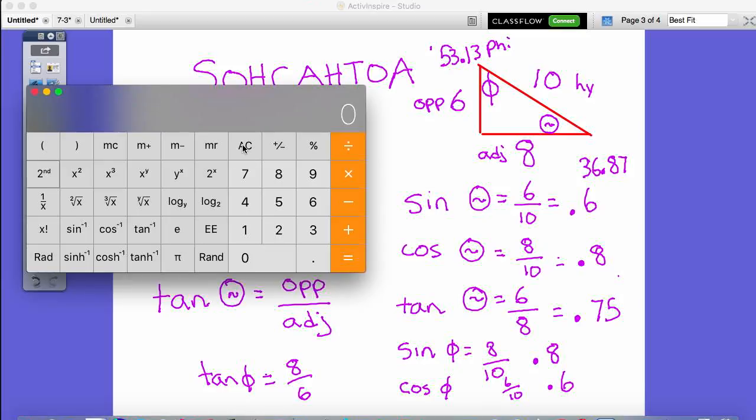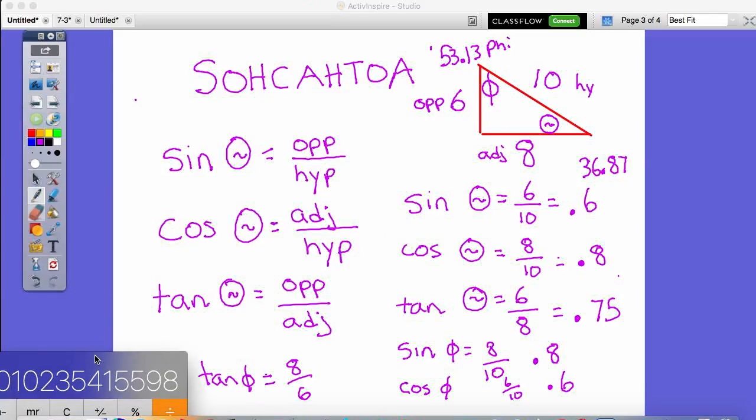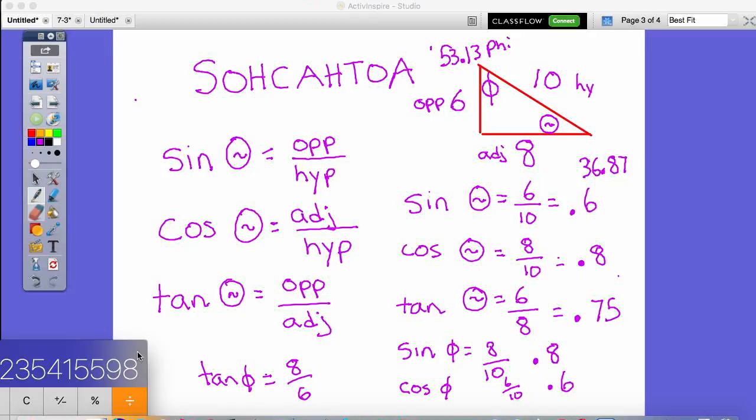To check my work, if I did 0.8, but now this is the sine, 53.13. And if I did 0.6, but now instead of before where I said 0.6 was the sine ratio, 0.6 is the cosine ratio, 53.13. So there's a lot of information here. I hope that this has helped you with a good review of sine, cosine, and tangent as it relates to angle measures.